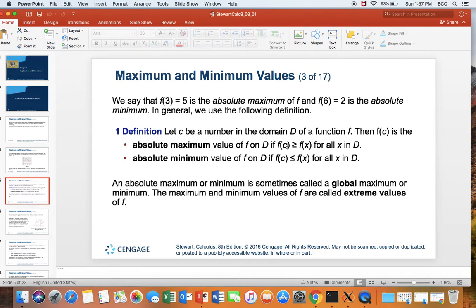Maximum means you have to be bigger or equal. So f(c) is bigger or equal to f(x) for all x. Absolute minimum value means what? Your value at c is less than. That's what makes it minimum. To be absolute maximum, you have to be greater than or equal to all other f(x)'s in your D, D being the domain. Domain is where your function is defined.